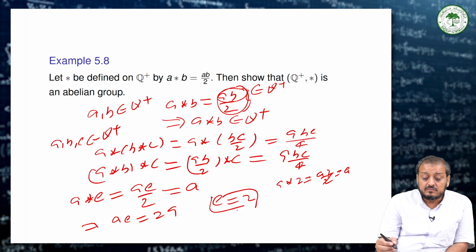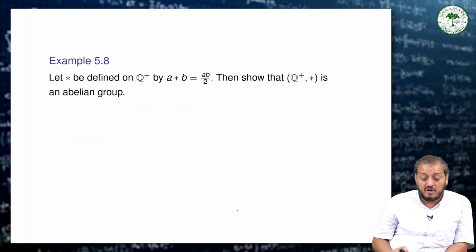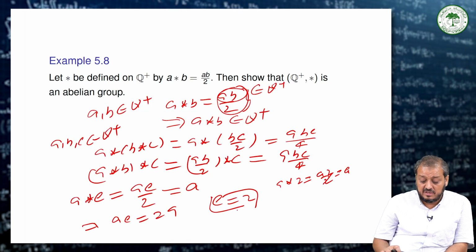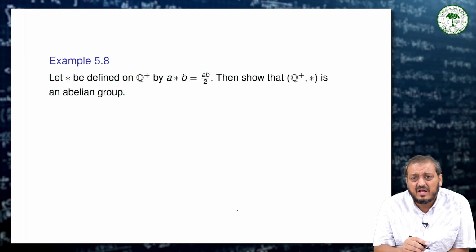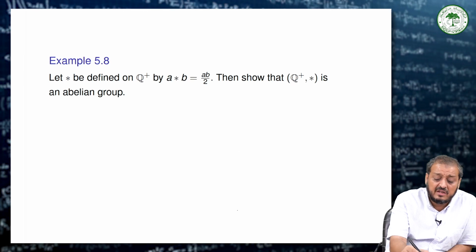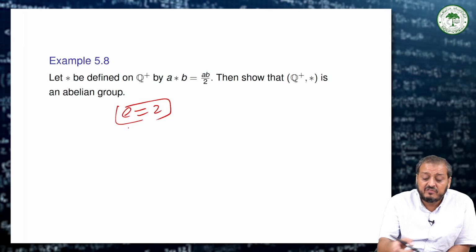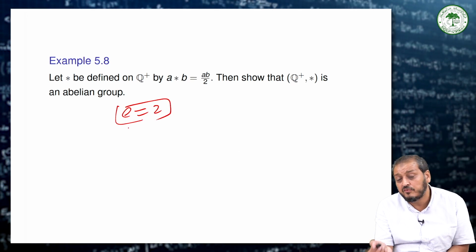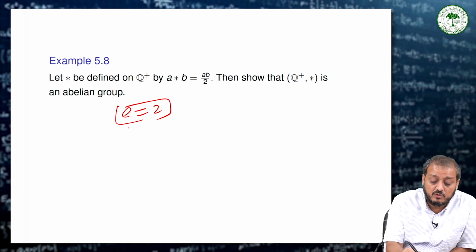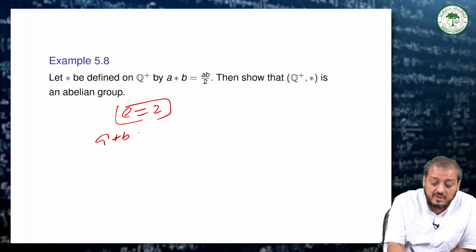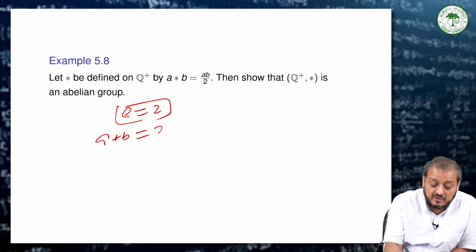So 2 is the identity element of this set. So clearly the identity element exists, and the identity element is equal to 2 in this case. Now we find the inverse. What is the inverse in this case? We set A composition B equal to the identity, which is equal to 2.